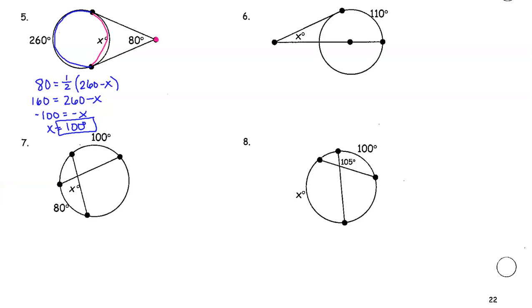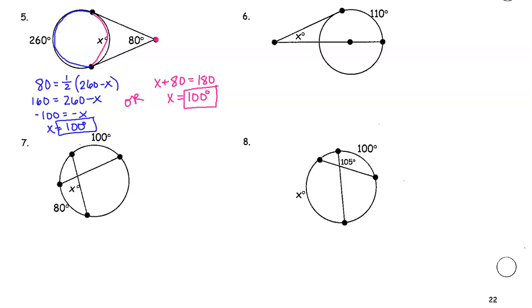Now, we could use the ice cream cone shortcut that I told you guys about. It's the closest arc plus the angle equals 180. So x would equal 100. So either way you want to approach those, we'll get the same answer.